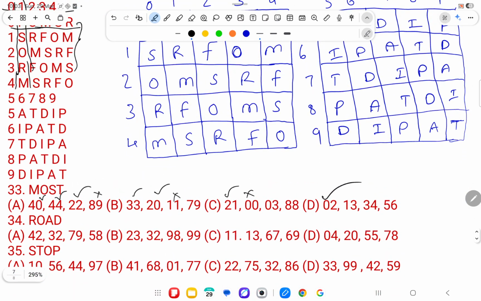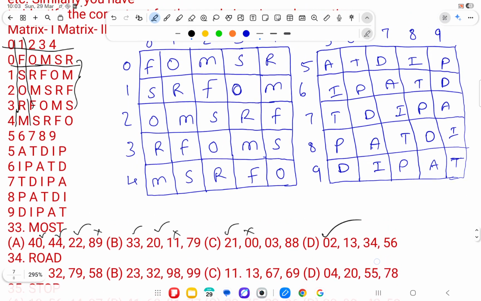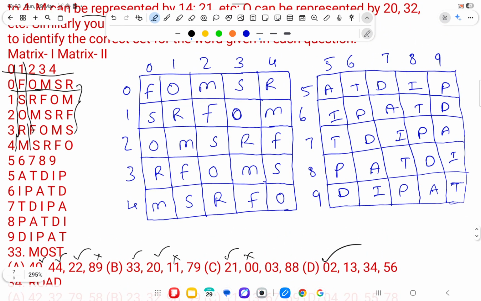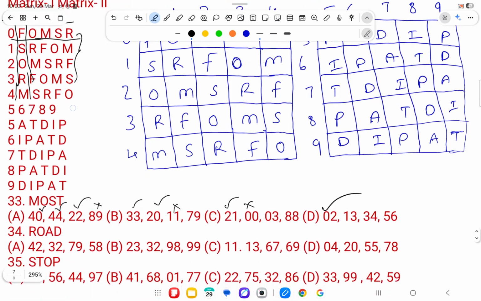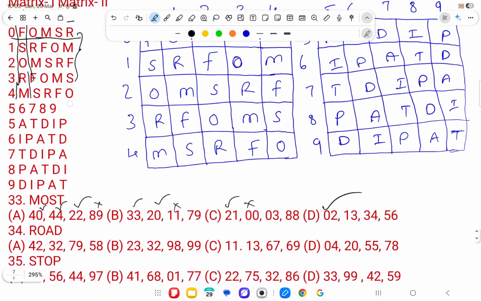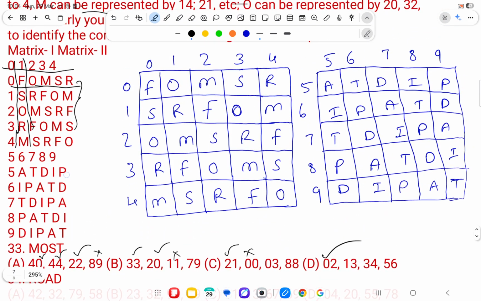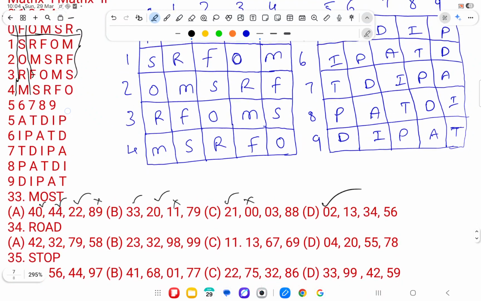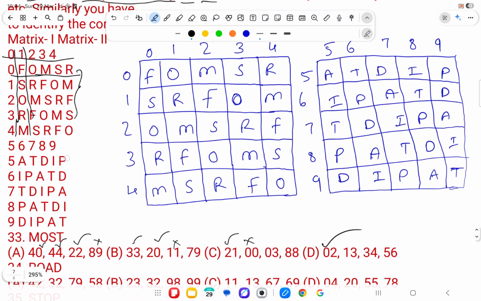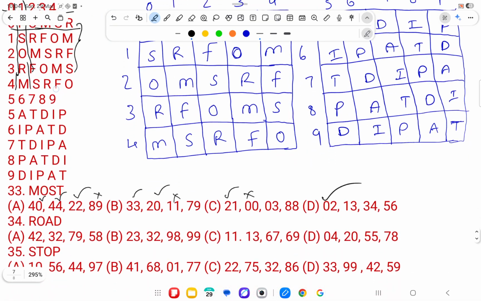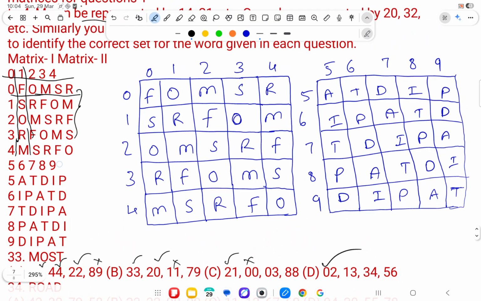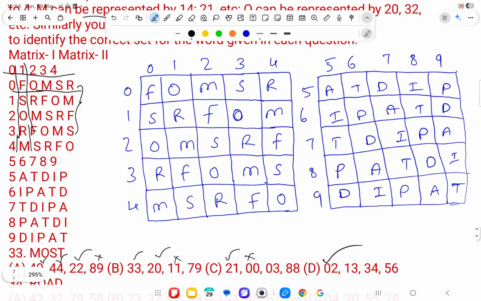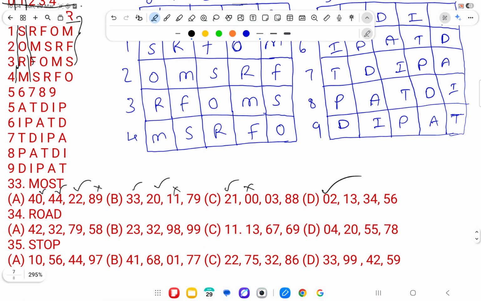Then ROAD, R. The first letter is given. 4 2, fourth row second column, yes, R is there. Then O, 3 2, O is there. Then A, 7 9, A is there. Okay, then 5 8, D, no, it is not there. The first 3 are correct, but the last is not correct.